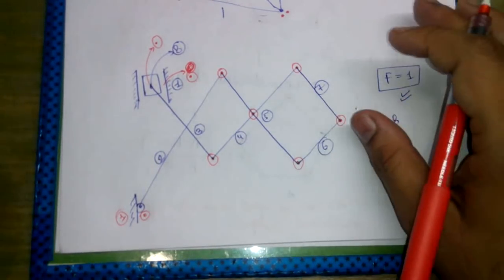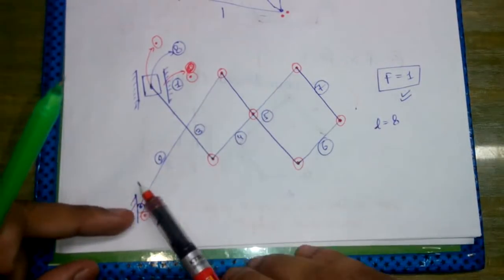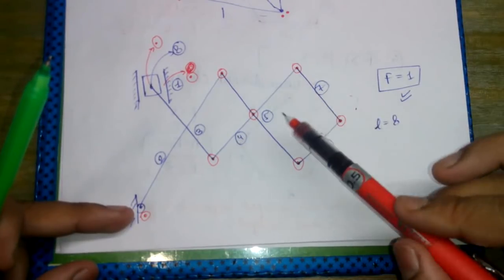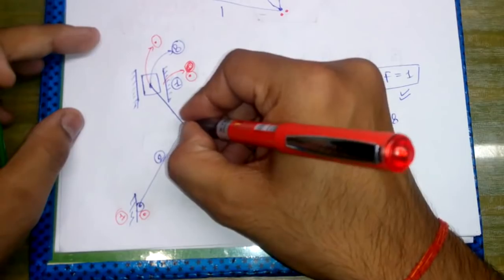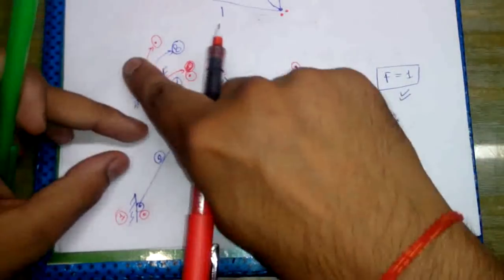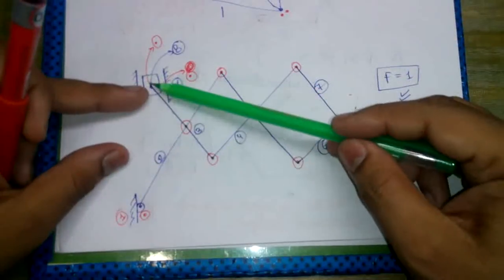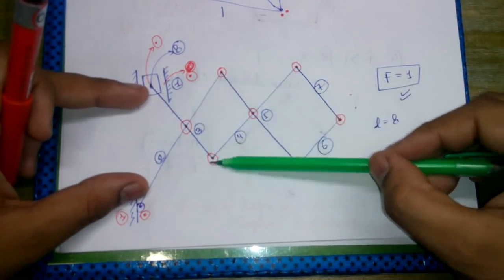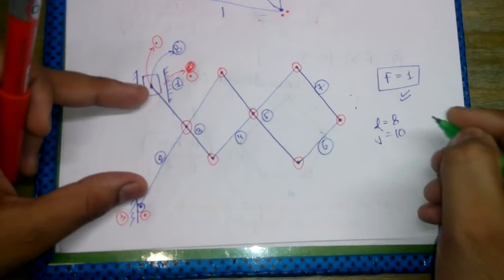Now we will count the number of binary joints. 2 joints are at this place, 3, 4, 5, 6, 7, 8, 9, and 1 joint, binary joint is also present here because it is connecting link number 3 and link number 2. So if we count 2 binary joints at this point, 1, 3, 4, 5, 6, 7, 8, 9 and 10. So the number of joints are coming out to be 10.